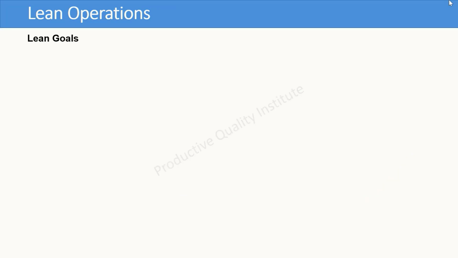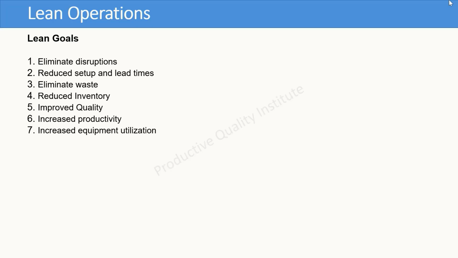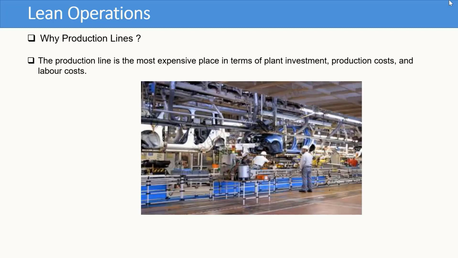From now until the end of the lecture, we will make an introduction about lean operations. The lean goals are: eliminate disruptions, reduce setup and lead times, eliminate waste, reduce inventory, improve quality, increase productivity, increase equipment utilization, reduce scrap and rework, and reduce space requirements. Now we want to know how a production mill can achieve these goals.